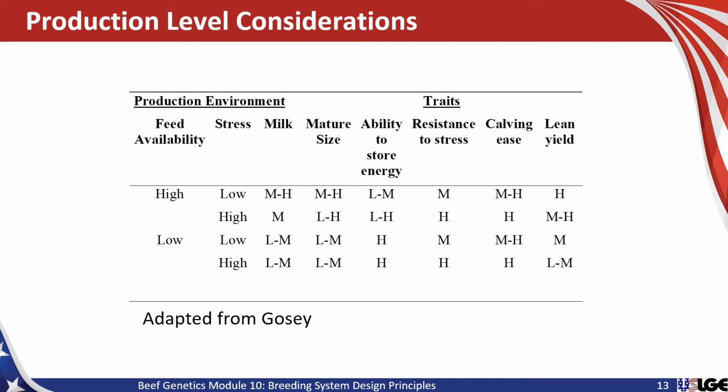However, if feed availability is low and environmental stress is high, then choosing animals that have lower to moderate milk potential and lower to moderate mature size would be advantageous to ensure that they have enough nutrients to maintain themselves in a stressful, low feed input environment.